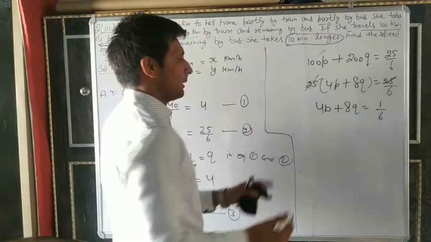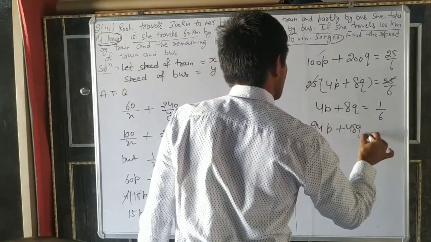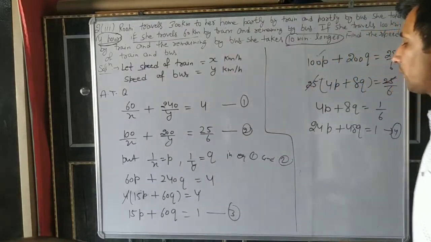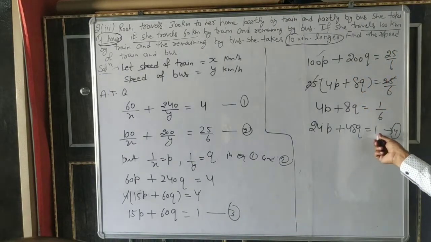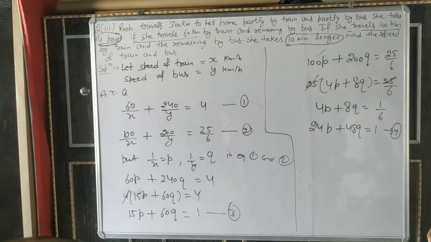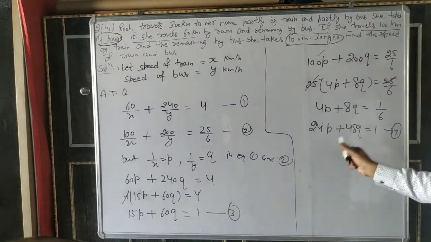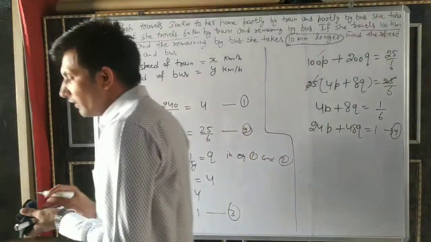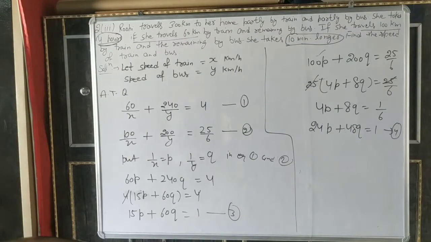6 here divide, you can multiply. So 6 times 4 is 24p plus 48q equal to 1. It is equation 4. Now you can find using equation 3 and 4. Using equation 3 and 4, we can find the values of p and q, and after finding p and q, we will put here and find the values of x and y. Please do this one yourself also. Understand this? Please note it down.